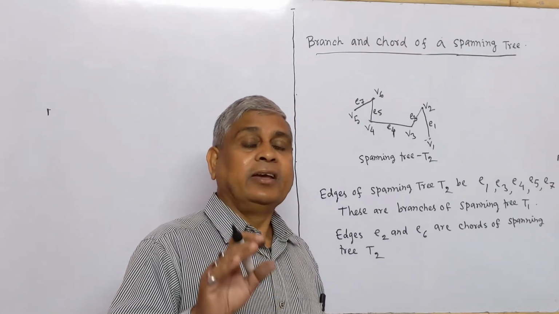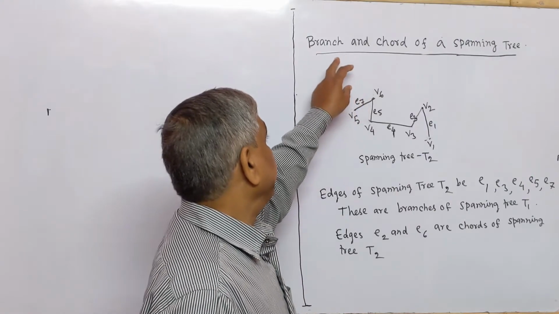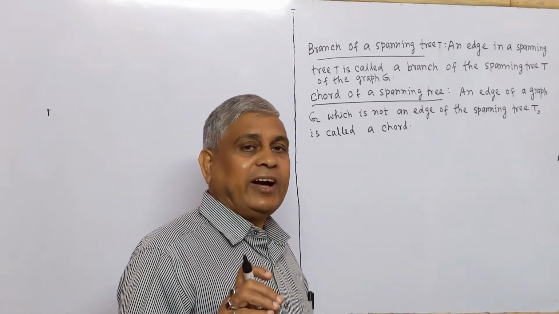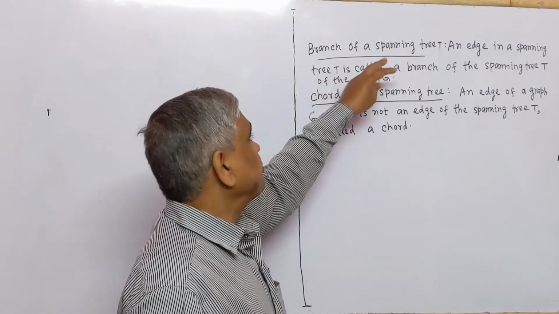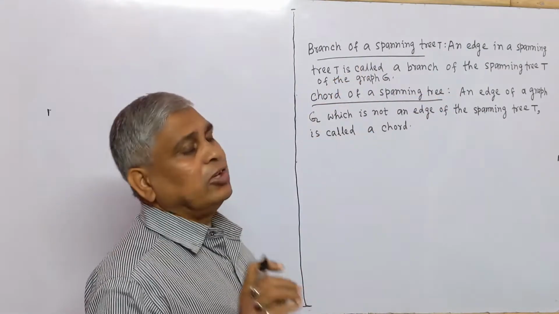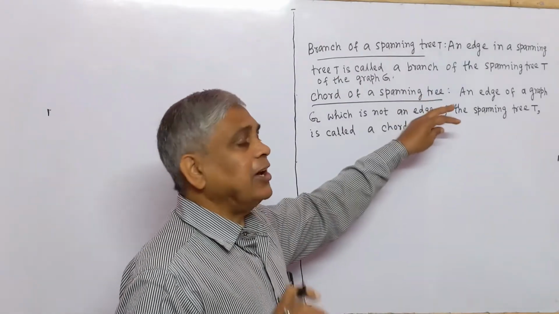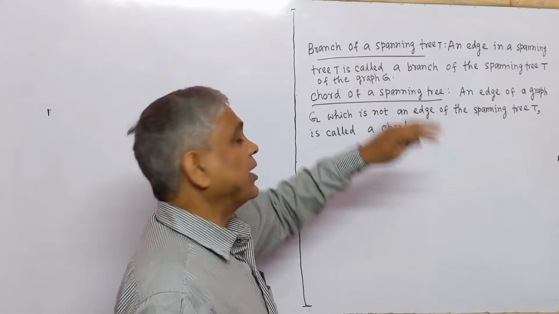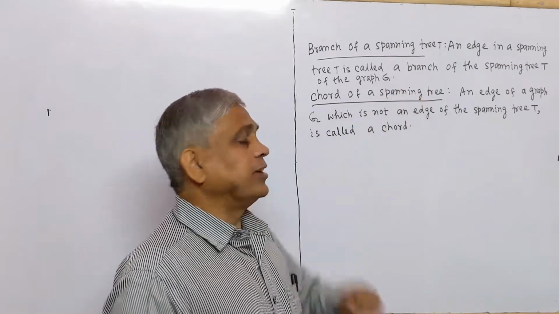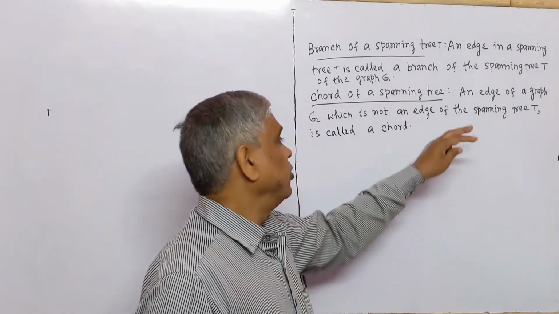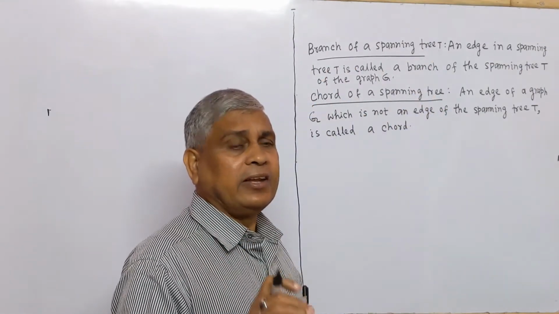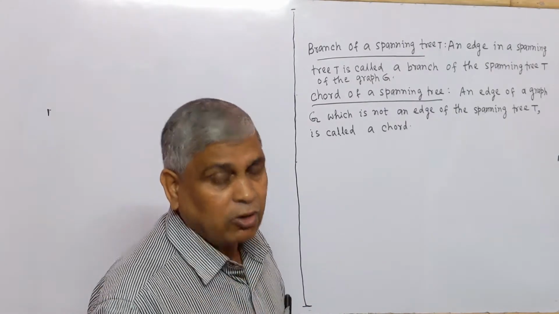Now we define branch and chord of a spanning tree. Now we define branch of a spanning tree T. An edge in a spanning tree T is called a branch of the spanning tree T of the graph G. Now we define chord of a spanning tree. An edge of a graph which is not an edge of the spanning tree T is called a chord.